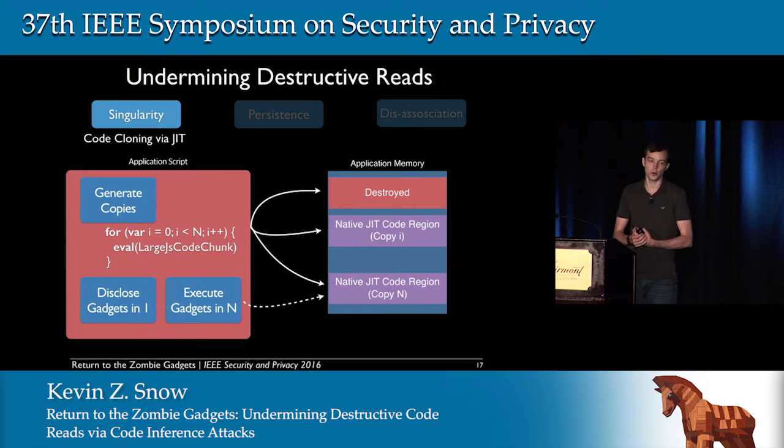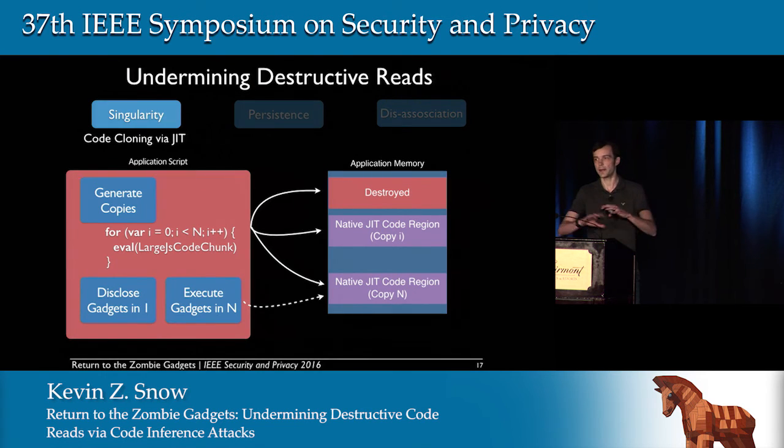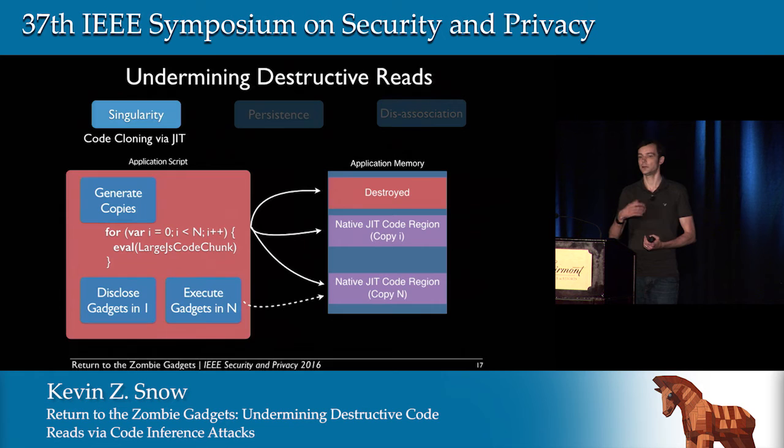If you think about all of the browsers, they all have JavaScript engines in them, and I think all of the browsers these days have just-in-time compilation engines. So what we did is we generated a large random bit of JavaScript, and we evaluated it several times in a loop. And so this had the effect of forcing the JIT compilation engine to create multiple regions in memory, each with exactly the same or a similar copy of this native JIT code that was compiled.